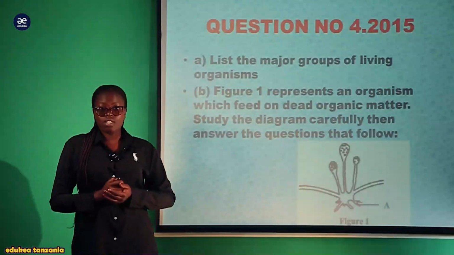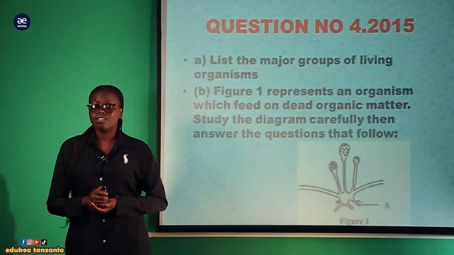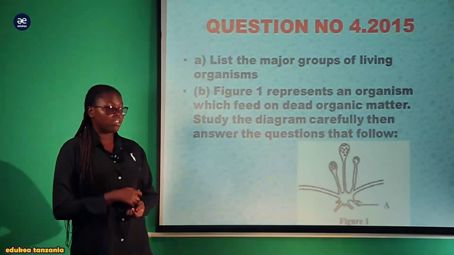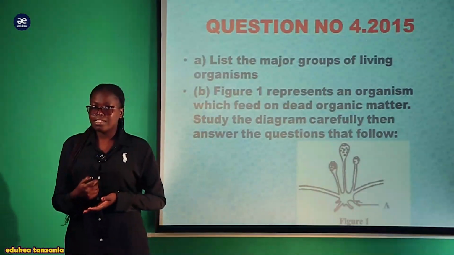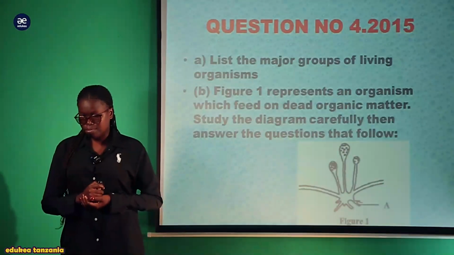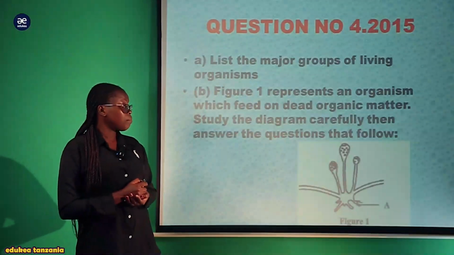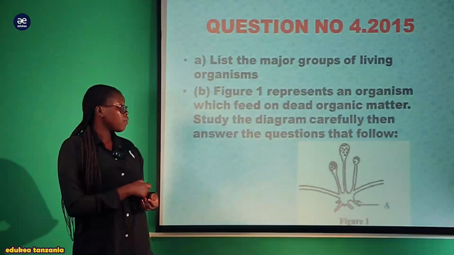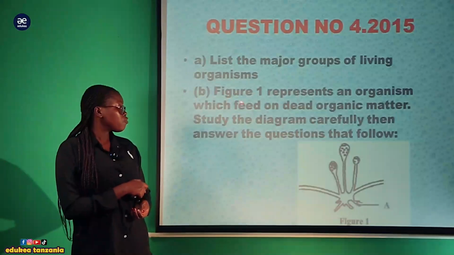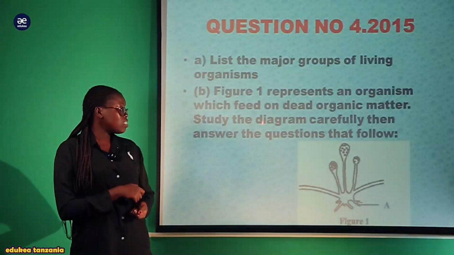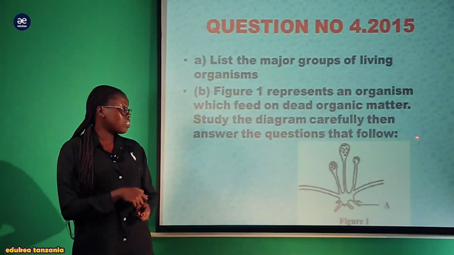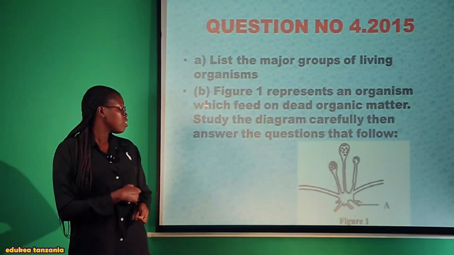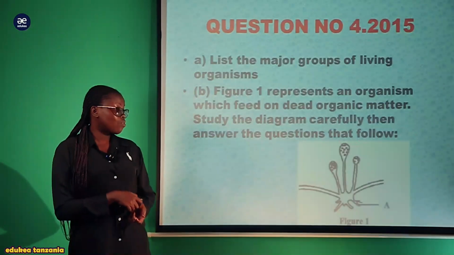Another question is question number 4 for the year 2015. This question states: list the 5 major groups of living organisms. The question number 4 for the year 2015 states that, Roman B, Figure 1 represents an organism which feeds on dead organic matter. Study the diagram carefully, then answer the questions that follow.